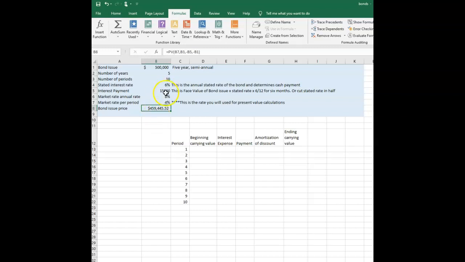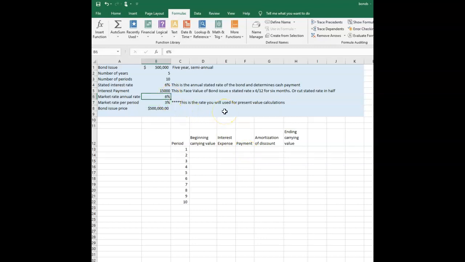So if the interest rate at the market was the same as the stated interest rate, let's see what happens. They would be issued at par. You would earn the correct amount, and so there's no need to discount them.